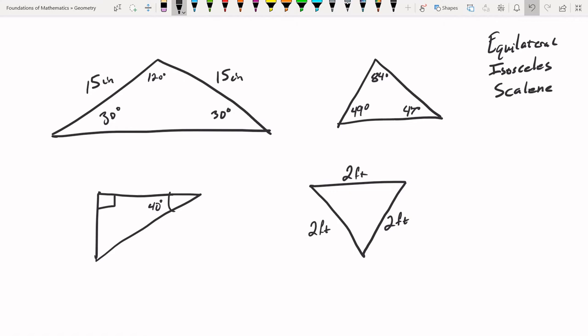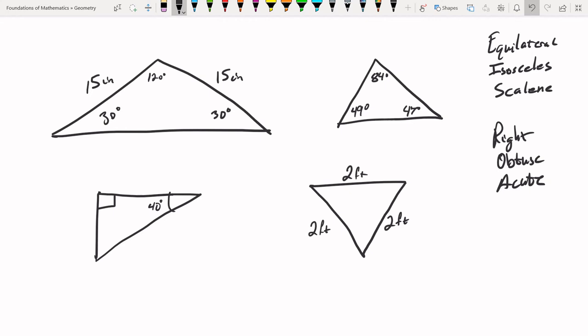Equilateral has all sides, all angles equal. Isosceles have 2 sides, 2 angles equal, and scalene has nothing equal. And then we're going to further classify it as right, obtuse, or acute. Right triangles have a single right angle with 2 acute angles. Obtuse has a single obtuse angle with 2 acute angles, and acute only has acute angles within it.